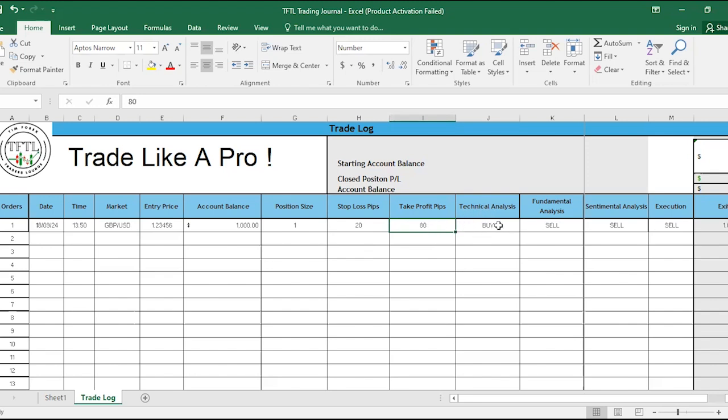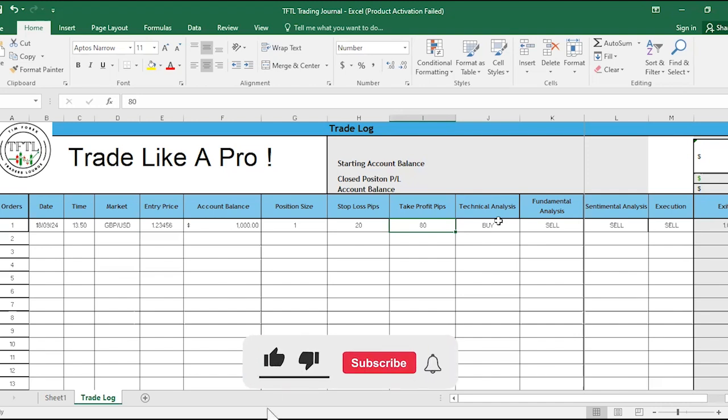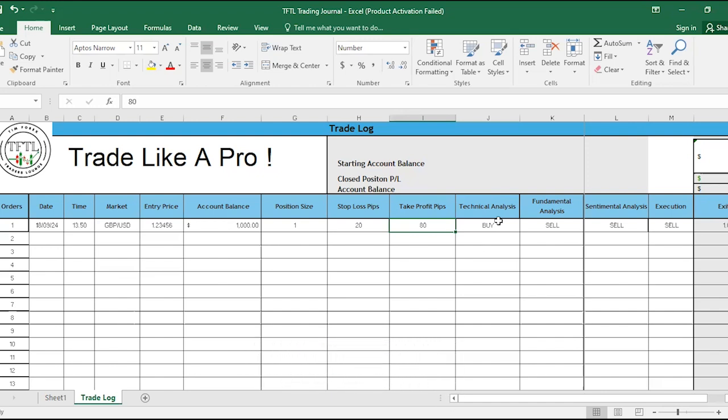Then you also want to log your sentiments, let's say the technical analysis. Let's say your technical analysis tells you it's a sell. So maybe it's a sell. Then you take a sell position after doing the technical analysis.